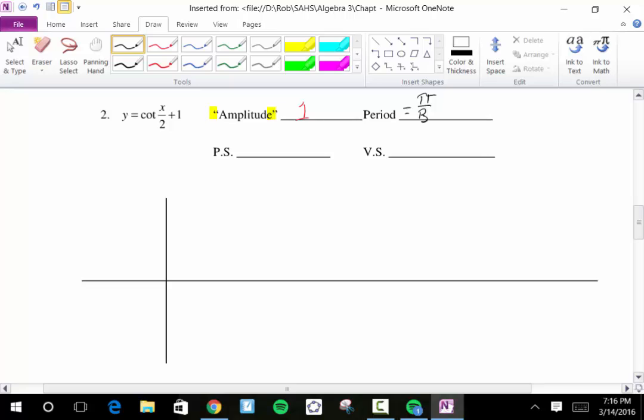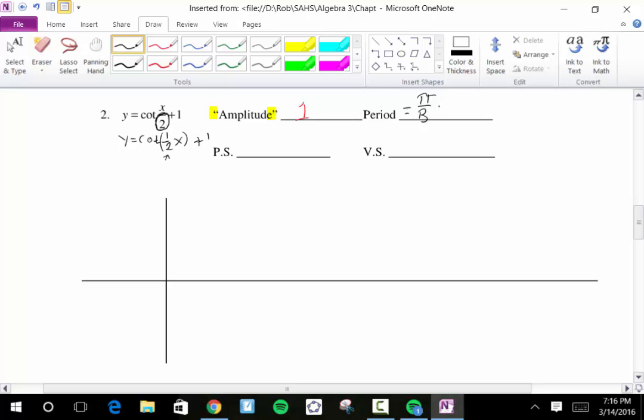Now, I'm sensing that some of you are really struggling with this. See how we have this 2 on the bottom here? That doesn't mean your b is 2. That means your b is a half because the 2 is in the denominator. So you could rewrite this as cotangent of 1/2 x quantity plus 1. And notice the b is right there, the 1/2.